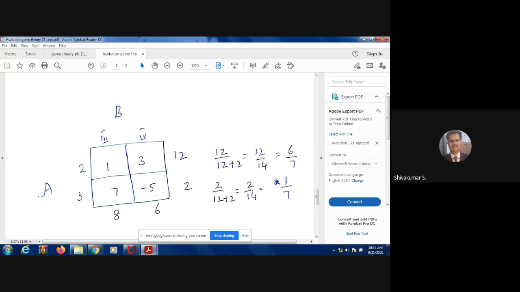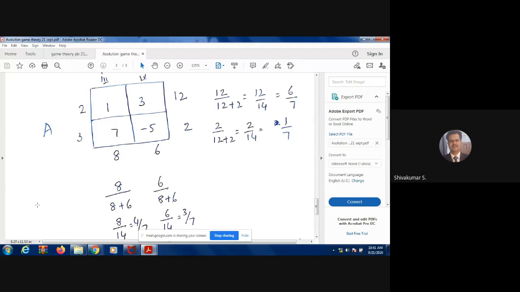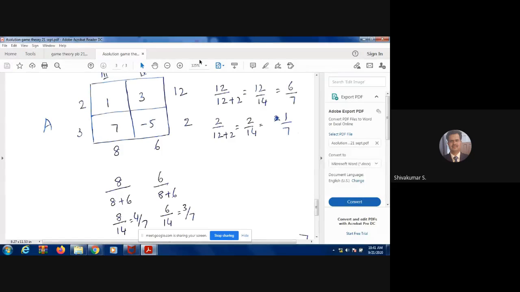Understood now? Now to find the strategies, 12 by 12 plus 2, that is 12 by 14, 6 by 7. After simplifying, next 2 by 12 plus 2, so 2 by 14 is equal to 1 by 7. Similarly here, 8 by 8 plus 6, 8 by 14, 4 by 7, and 6 by 8 plus 6, 3 by 7. So these are all called as strategies.